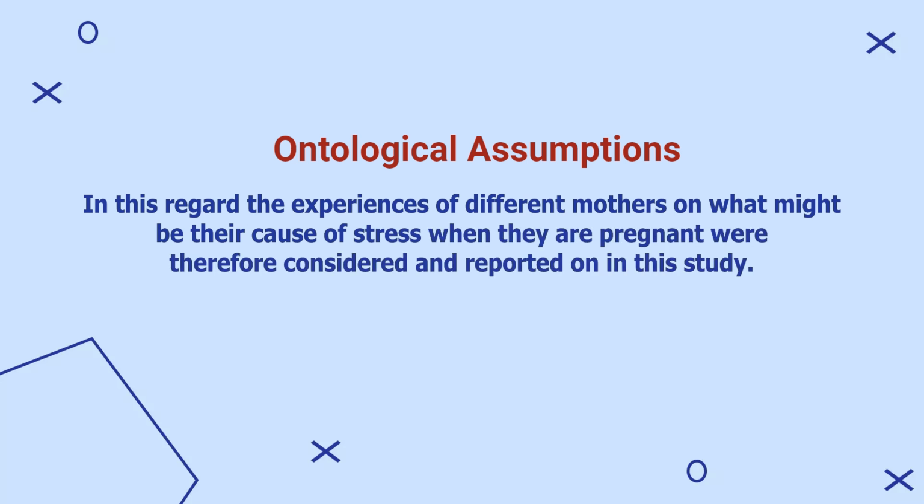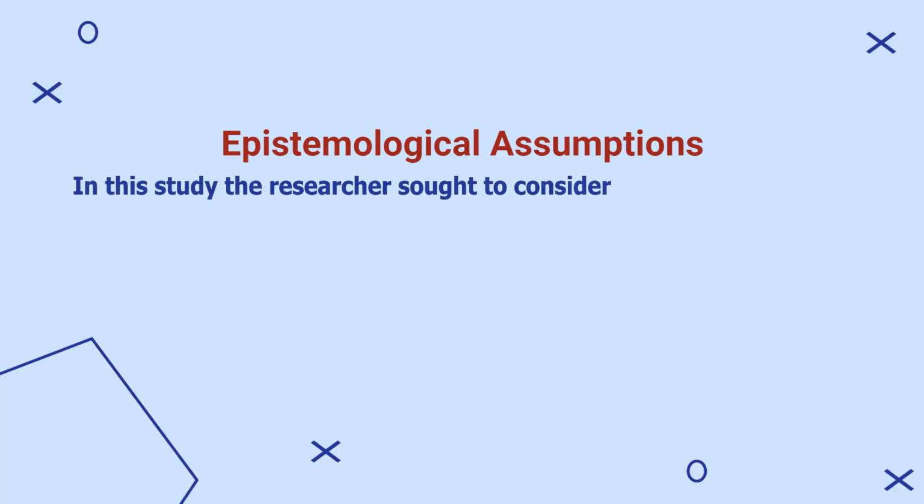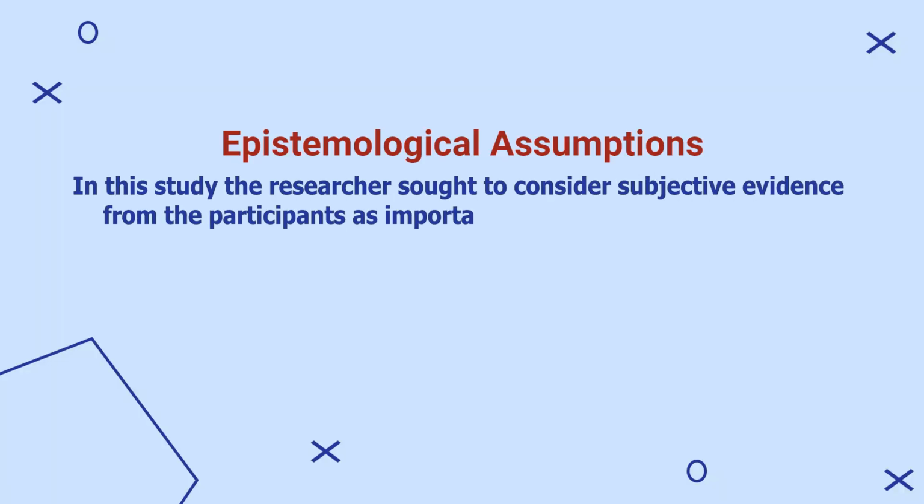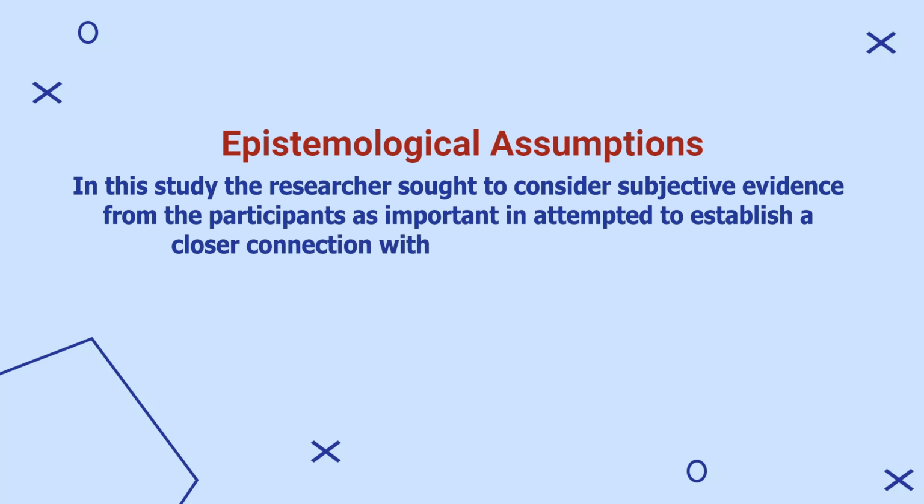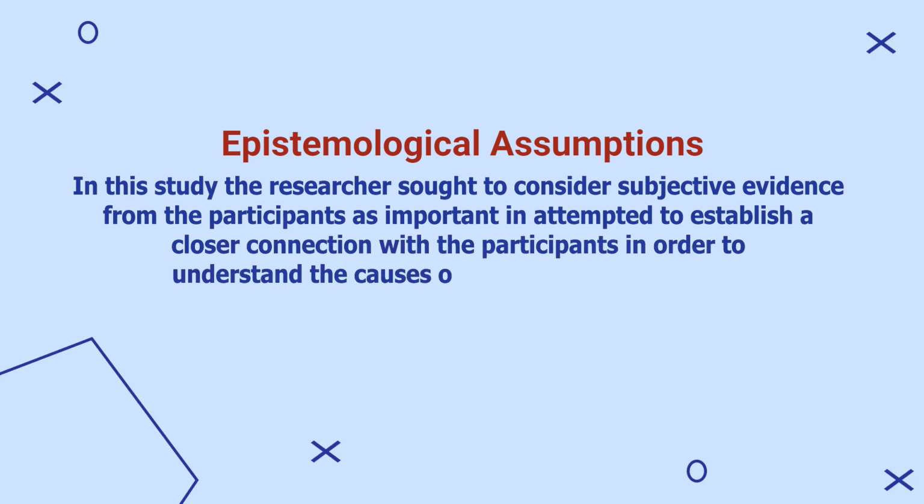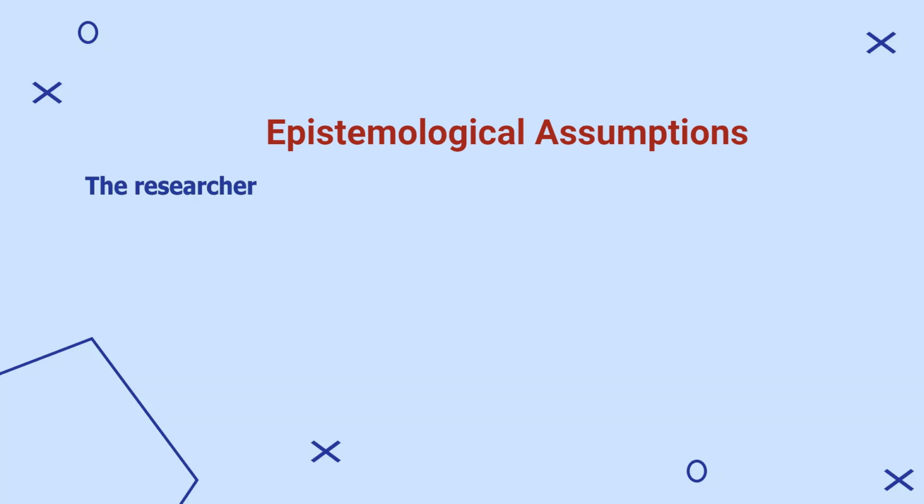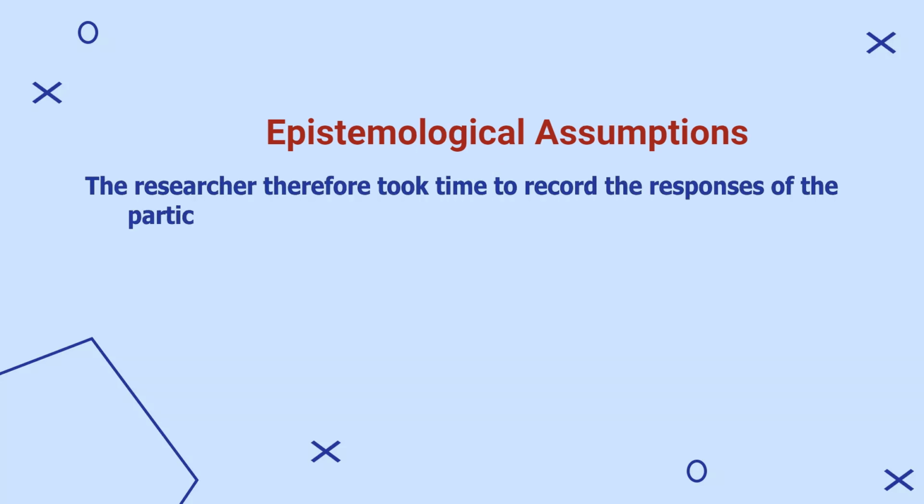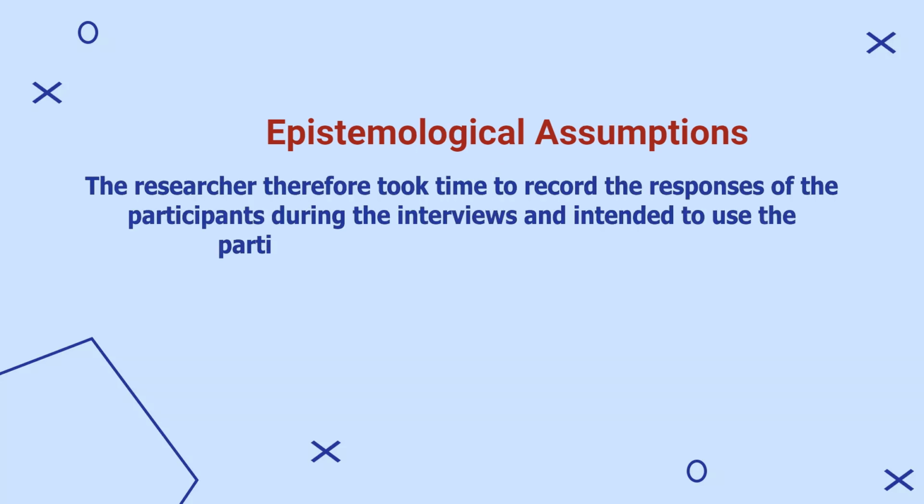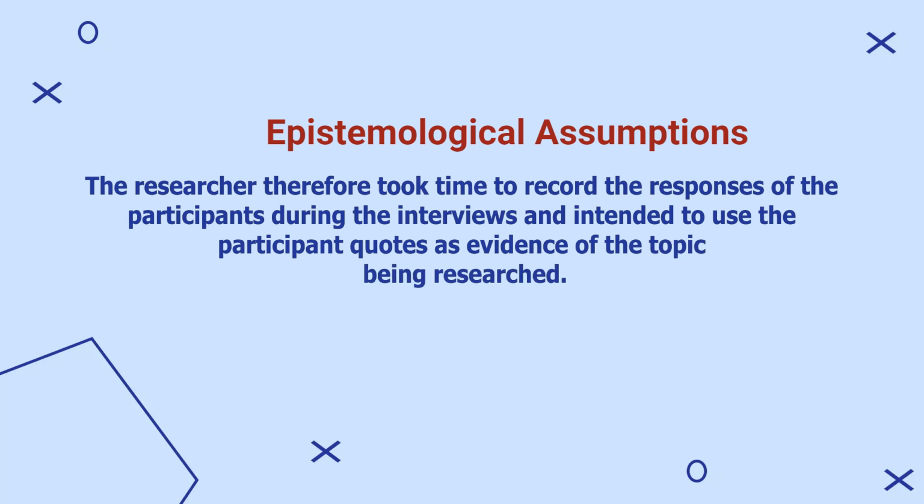Let's look at how we would write about epistemological assumptions in a study of the causes of stress among pregnant women who are considered a vulnerable group. In this study, the researcher sought to consider the subjective evidence from the participants as important in an attempt to establish a closer connection with the participants in order to understand the causes of stress during pregnancy. The researcher therefore took time to record the responses of the participants during the interviews and intended to use the participant quotes as evidence of the topic being researched.